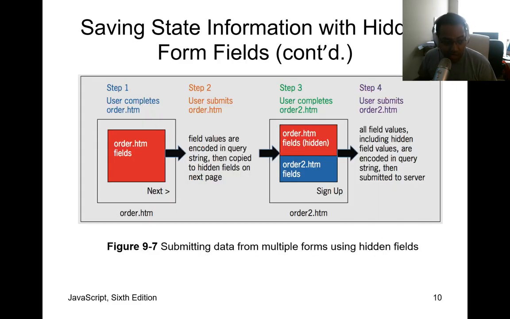All right, so this is how it works. The user completes a form. The form then encodes a query string, and it copies that information to a hidden field on the next page. The user then completes the second form, and that is submitted with the new query string and the encoded fields in the hidden input to the server.